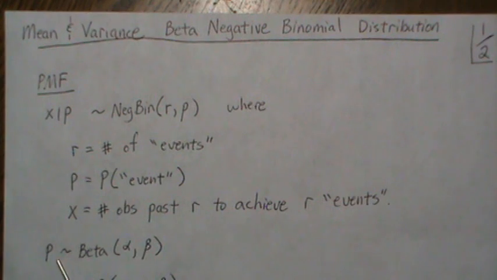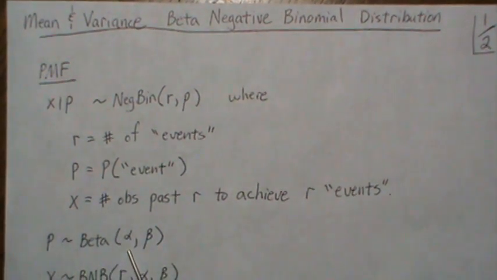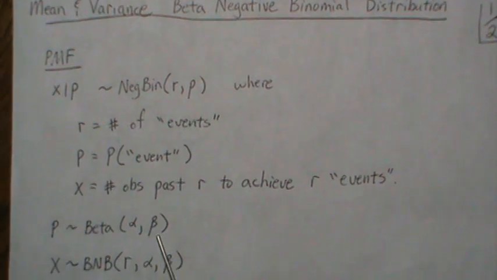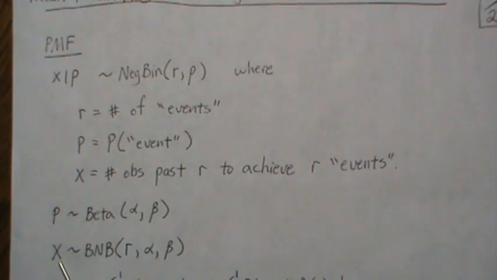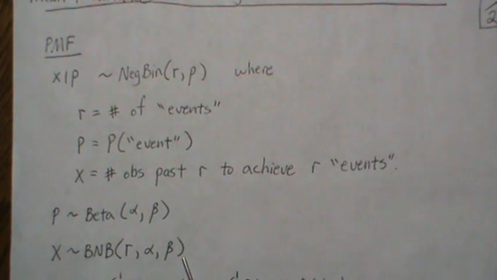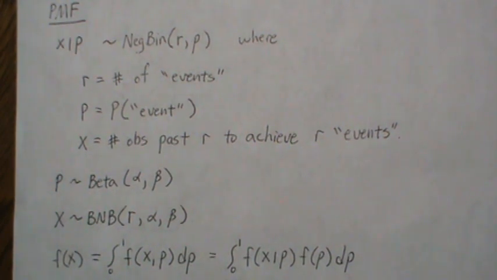We're going to let p be a beta distribution with alpha and beta, and then the marginal distribution of x is called a beta negative binomial distribution with three parameters, r, alpha, and beta. Now, here's how I derive the probability mass function.